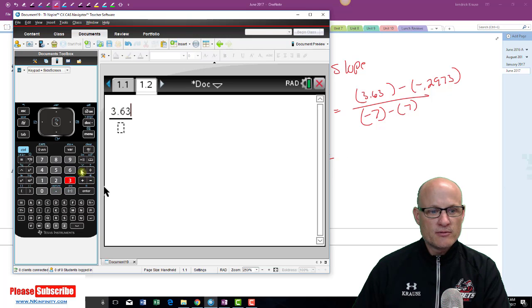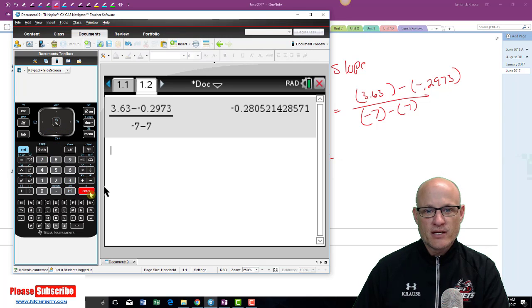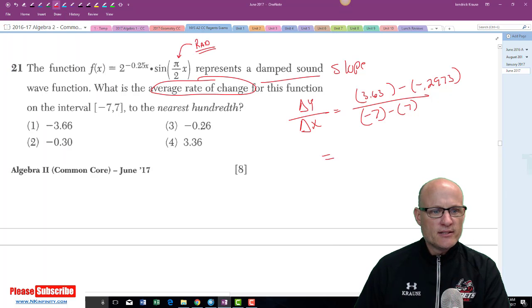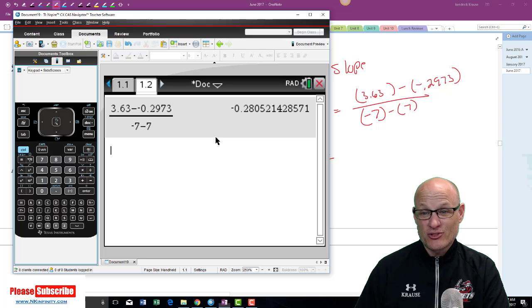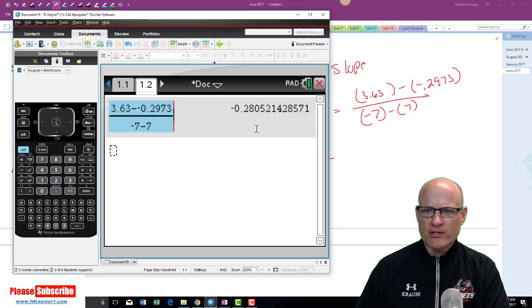3.63, minus parentheses, -0.2973 all over -7 minus 7. And you get -2.28. Well, that means that would be close. Now, it's probably not exact because I rounded too much. I rounded a lot. Actually, that number I don't think is right.